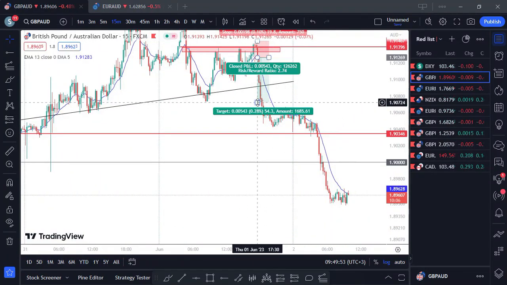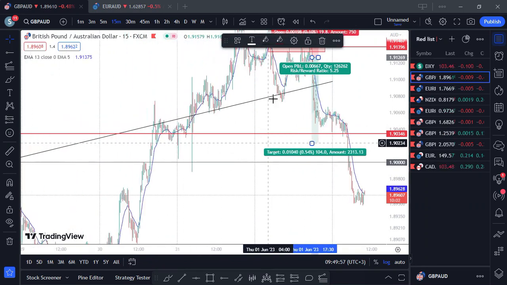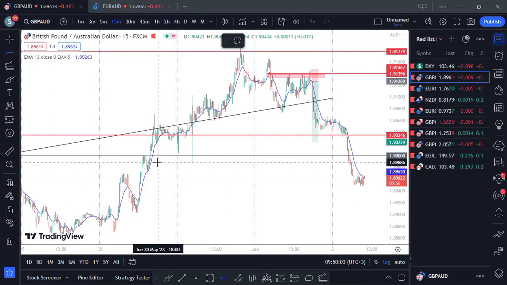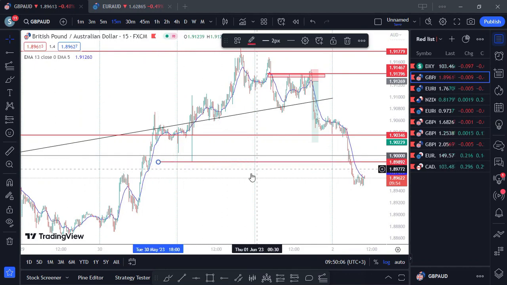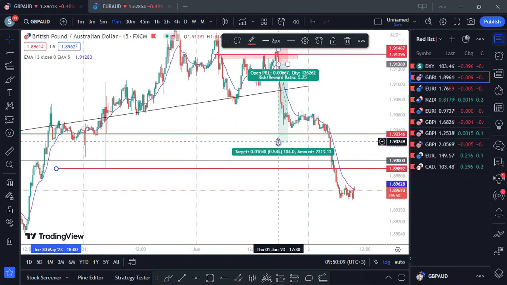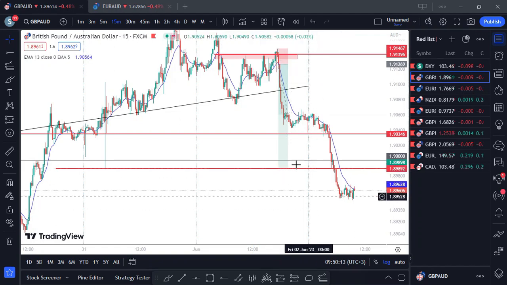But here, this was the first TP. Then the next TP, you see this level here. This would be a significant level. I would have assumed that price was likely going to react because of what happened before. So here, about 136 pips, close some there.